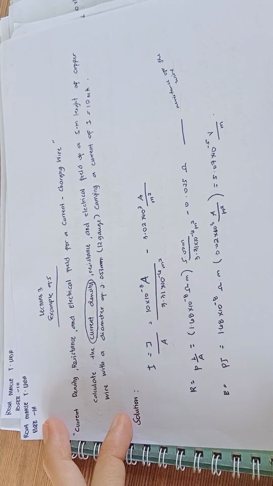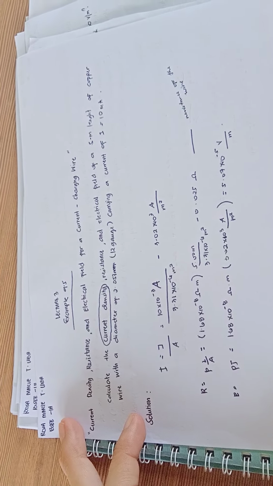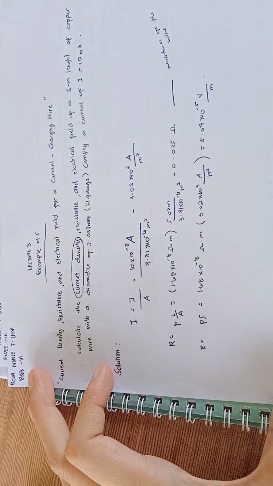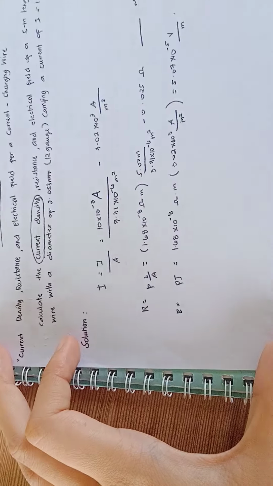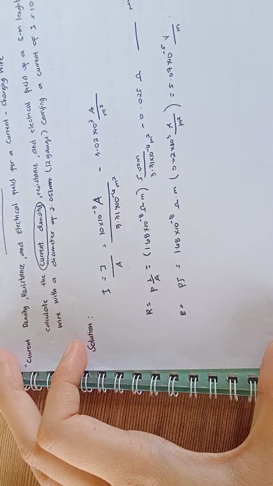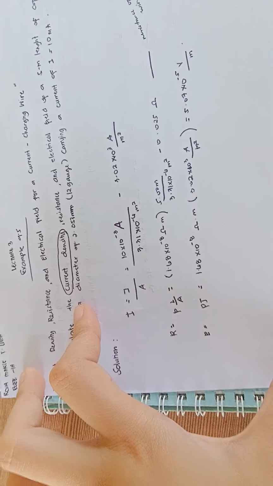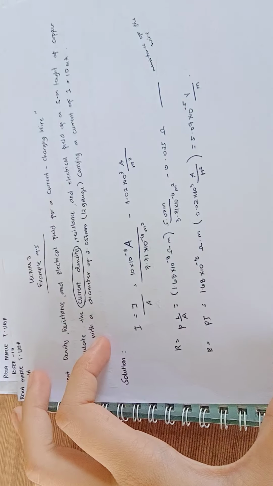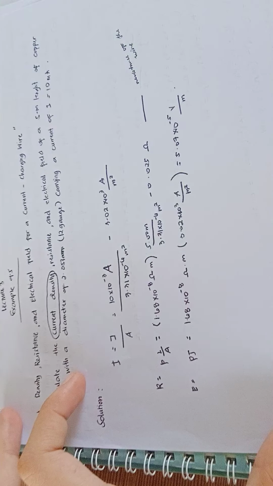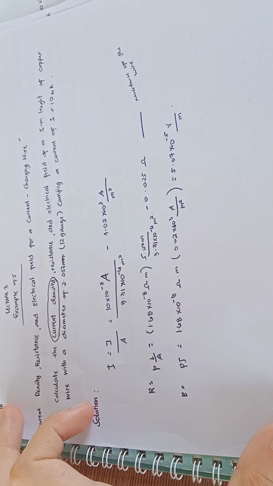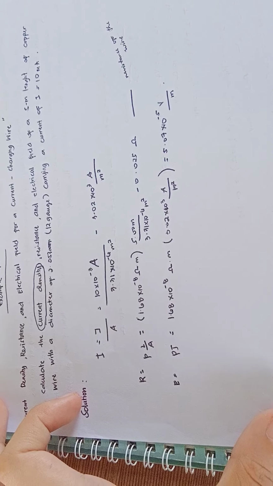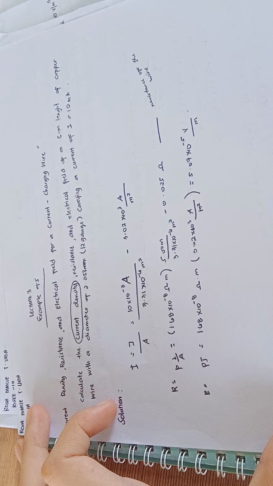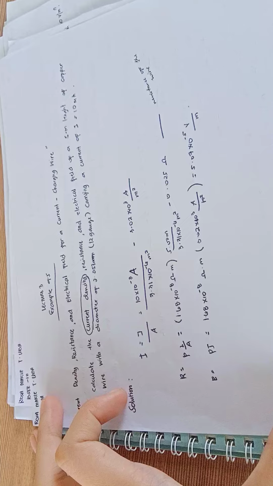And for the last example of lecture 3, example 9.5. First is current density, resistance, and electric field for a current-carrying wire. Calculate the current density, resistance, and electric field of a 5.00 m copper wire with a diameter of 2.053 mm, 12 gauge, carrying a current of 10 mA.